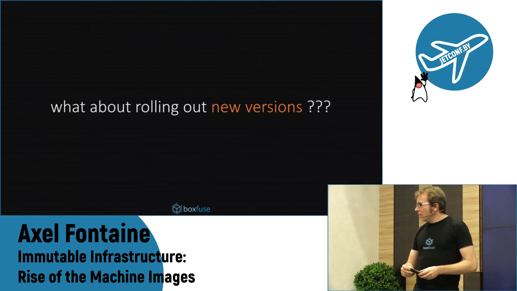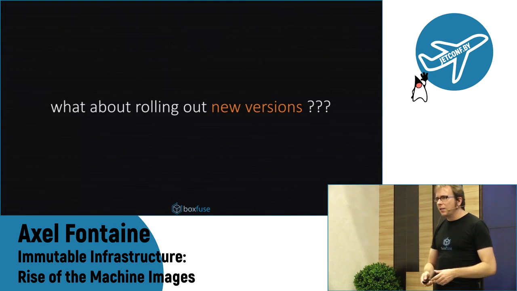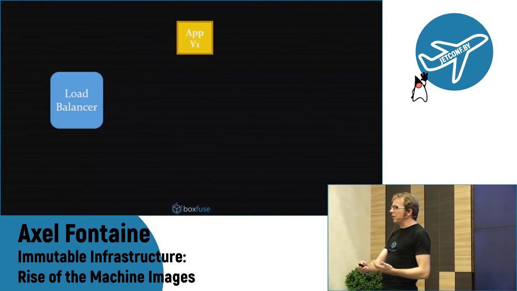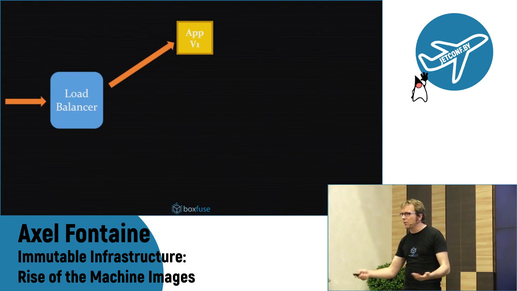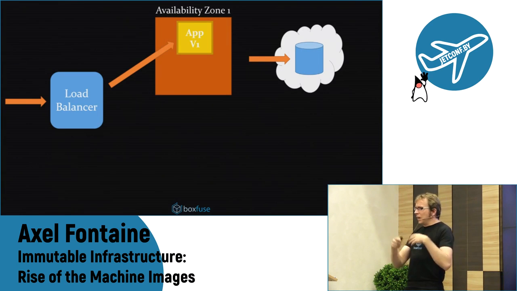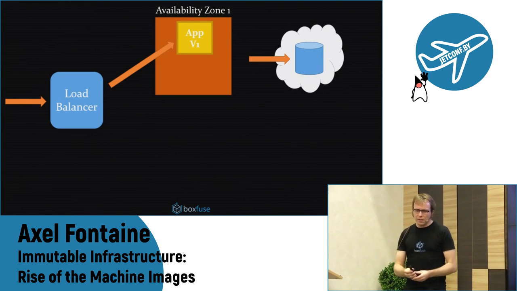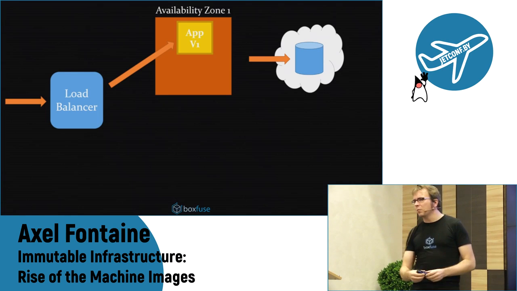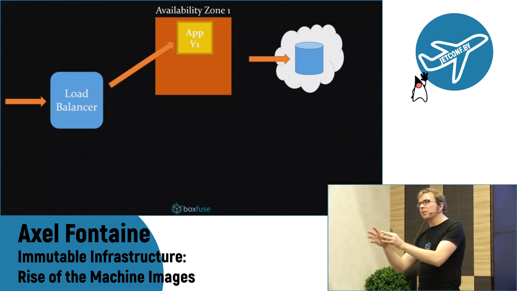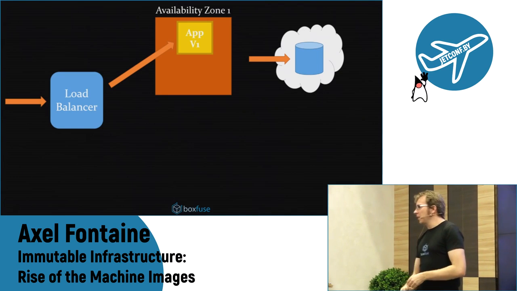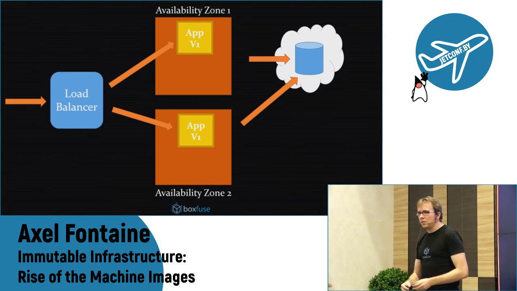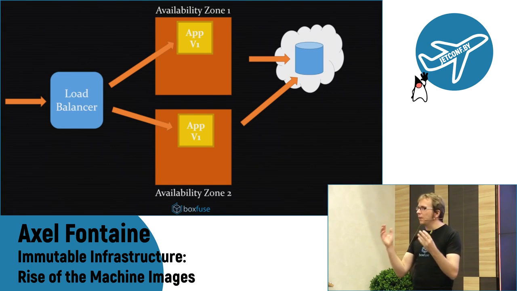Now, rolling out new versions. How does that work? We've seen it briefly in the demo. We've got version 1 of our application. We've got a load balancer sending a request to it, which forwards it to the application, which gets some data from the database. Our instance is running in something called an availability zone, just a cloud term for one or more data centers in the same location. And if you want to survive disasters, you want to run that across multiple availability zones.